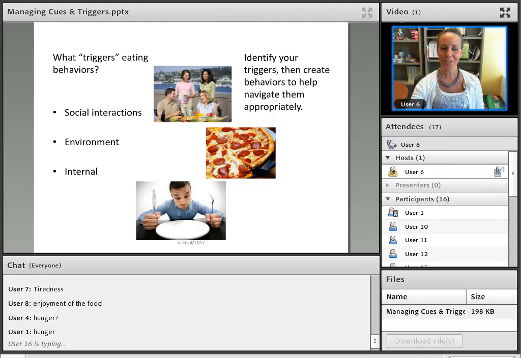Hunger. Okay, so hunger is good, but how do you know you're hungry? How does your body tell you you're hungry? What are some physiological internal cues for hunger? Stomach growls. Great. That's the sort of thing I'm looking for.